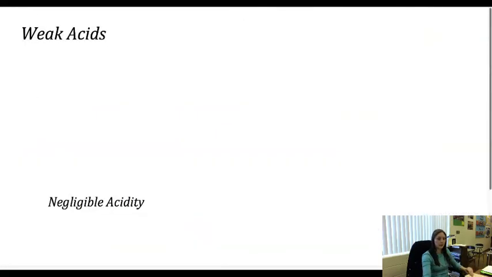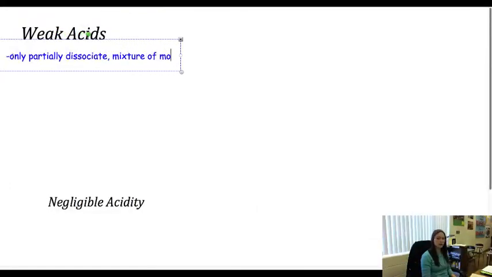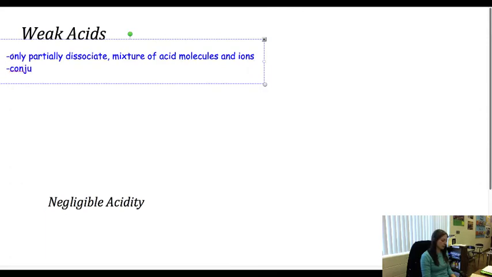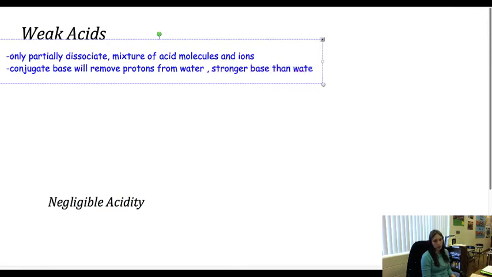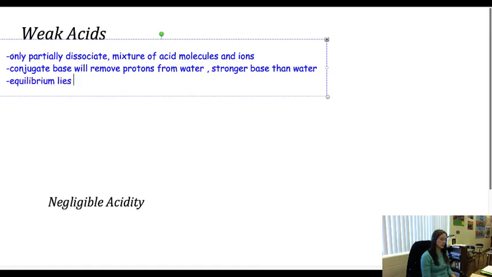Okay, let's look at the examples here for weak acids. Weak acids only partially dissociate, which means that you have a mixture of acid molecules and ions. My conjugate base will remove protons from water. It is a stronger base than water now. My equilibrium lies far to the left.